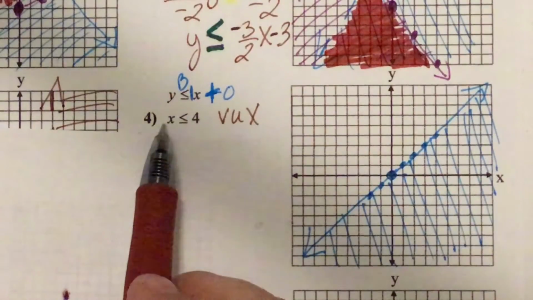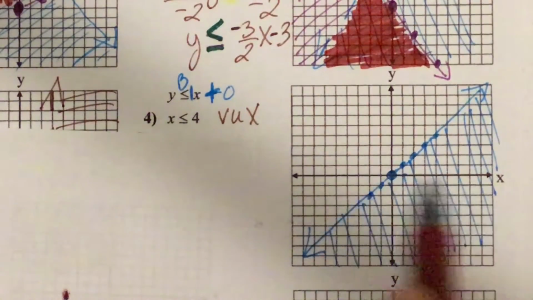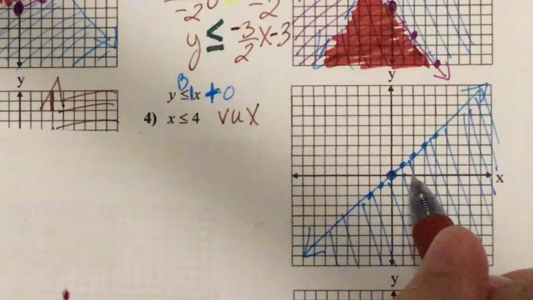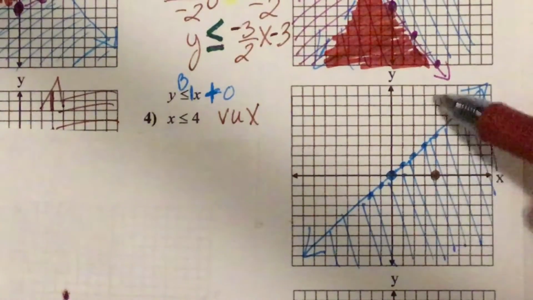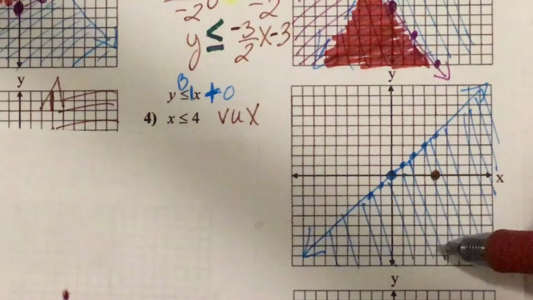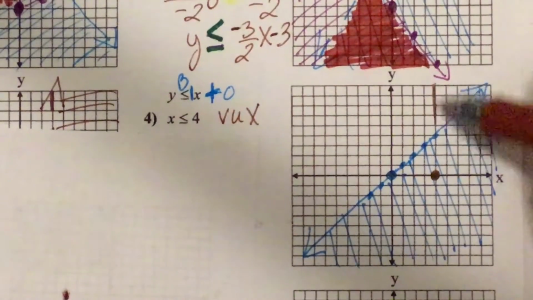So first, let's go to where X is 4. So I have to cruise right. 1, 2, 3, 4. And then I'm going to make a vertical line. Is it solid or dashed? Solid, because there's an equal sign.